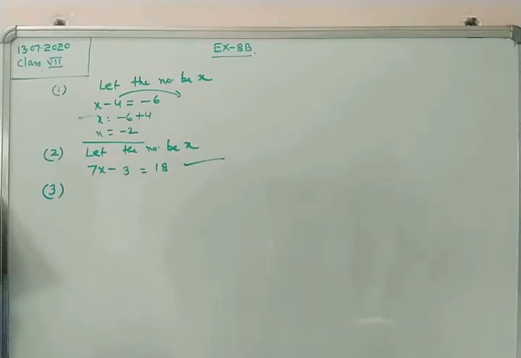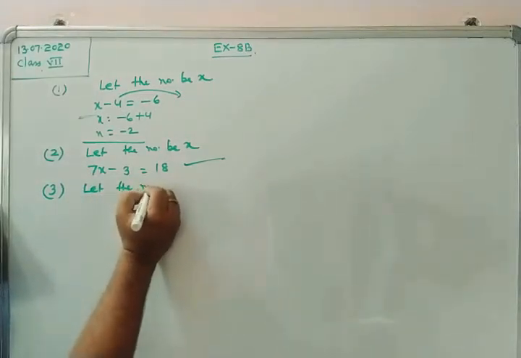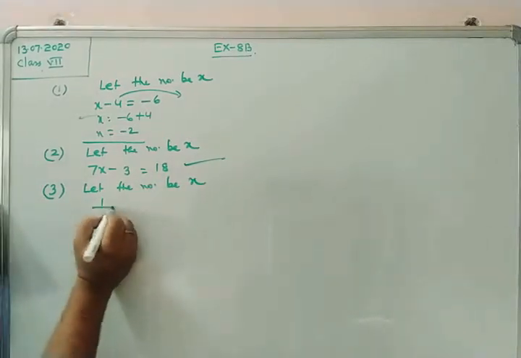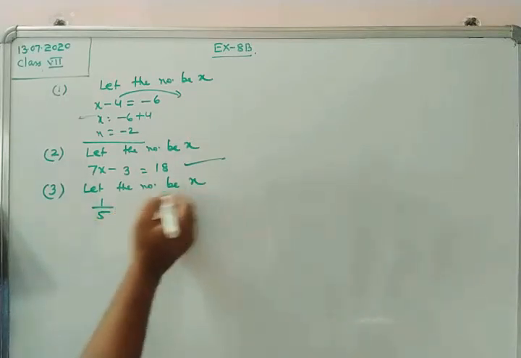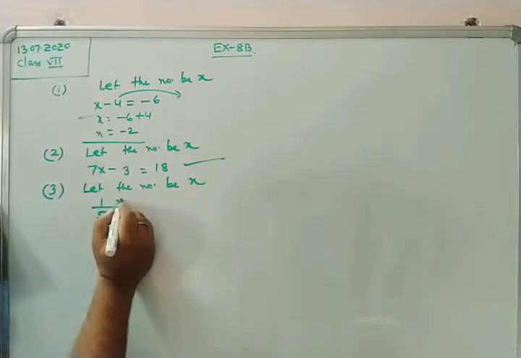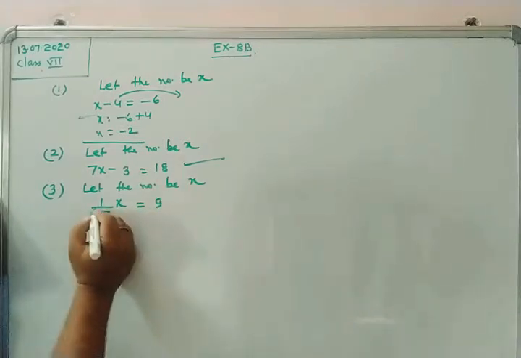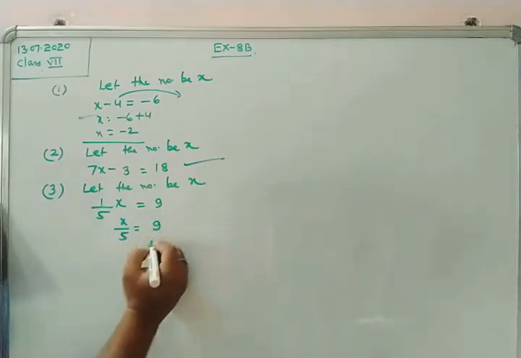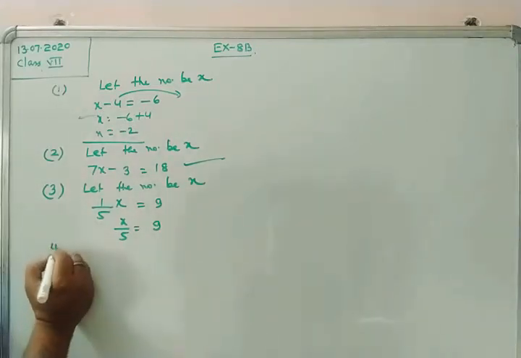Okay. Moving on to question number 3. 1/5 of a number is 9. Again, let the number be x. 1/5 means 1 by 5. Of a number, of means into x. So x, I am writing just, is 9. So this is what? x by 5 equal to 9. So x equal to what? 9 into 5. Are you understanding?